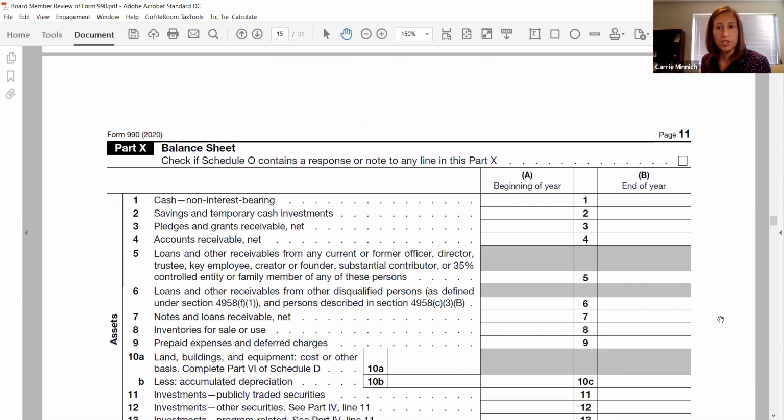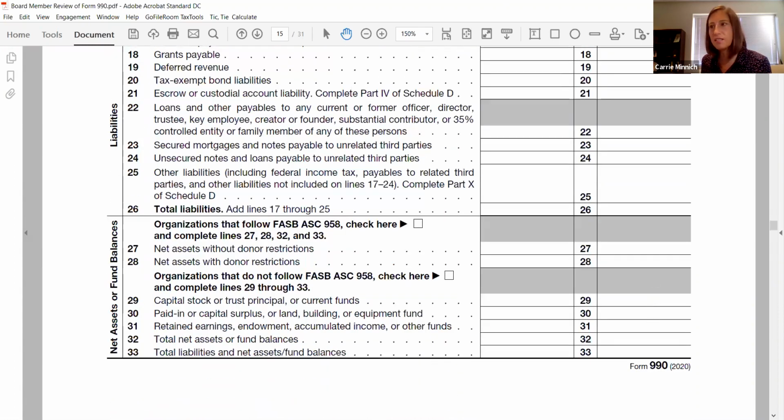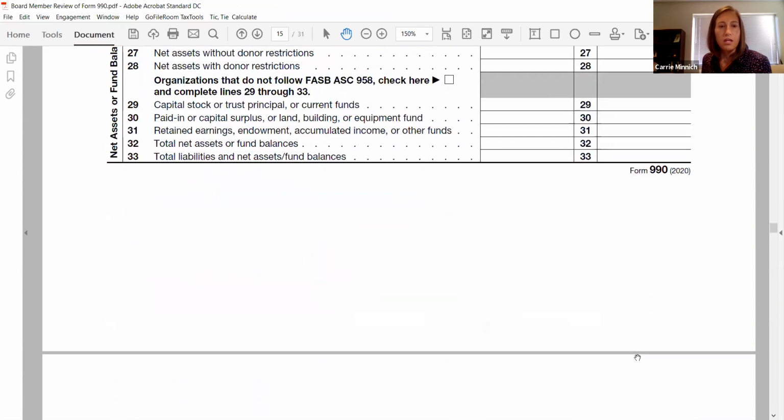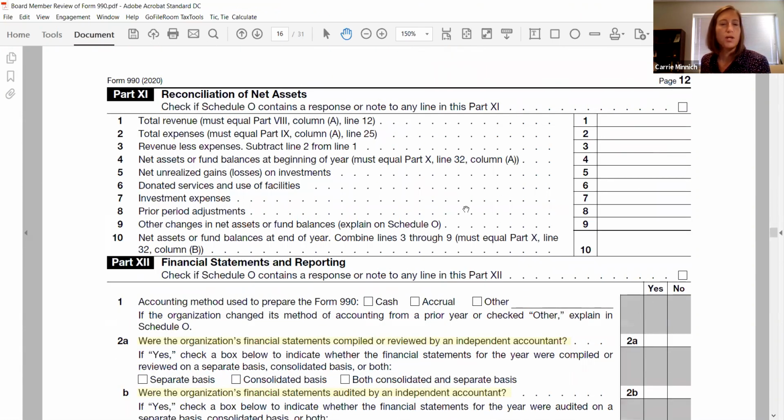Next page is your balance sheet. Again, straight from your financial statements, you have last year's and then you have at the end of the year, your assets, liabilities, net assets. Reconciliation of net assets. So here's where unrealized gains and losses are reported in this section for the 990.